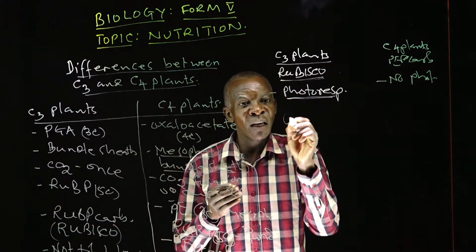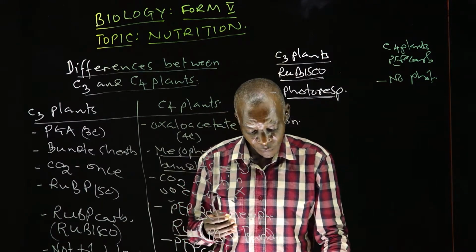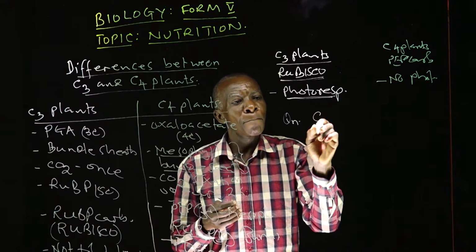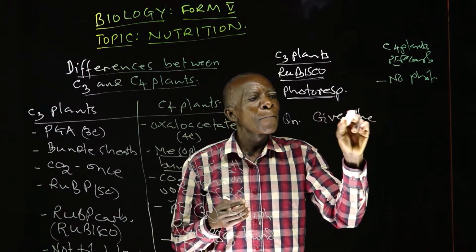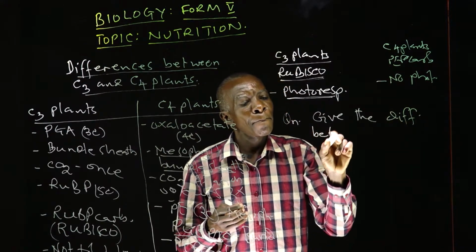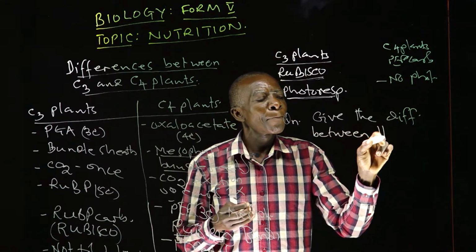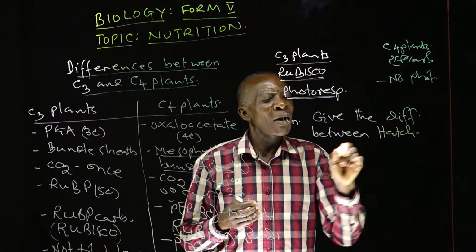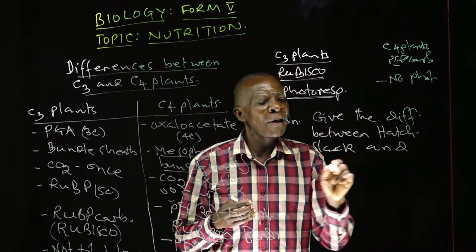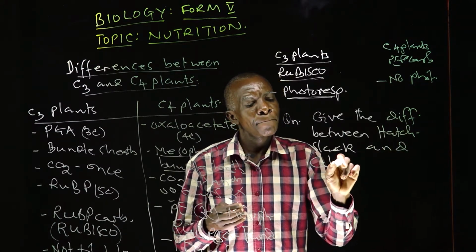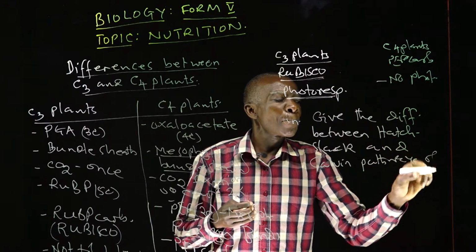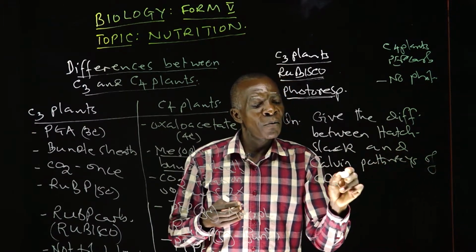Suppose you are given a question that asks you to give the differences between Hatch-Slack and Calvin pathways of carbon dioxide fixation.